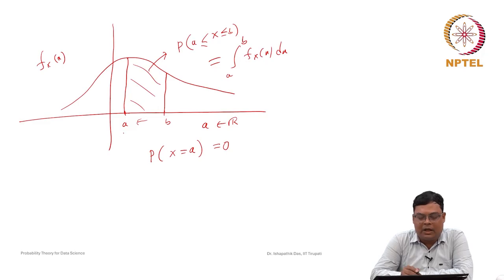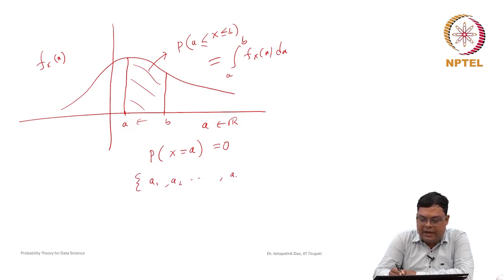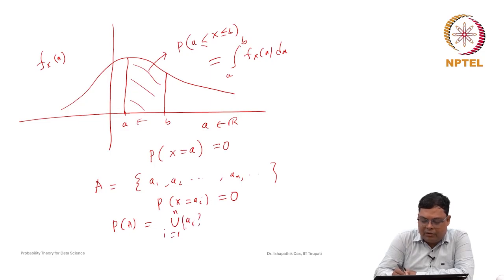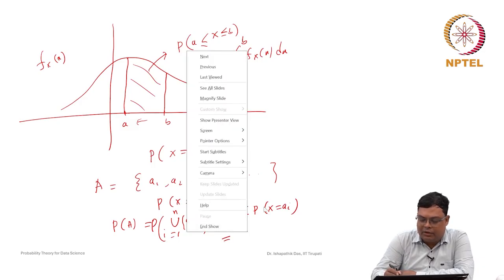Even if you take a countable set, the probability on a countable set will be 0, because of axiom 3. If you consider a collection of a countable set like this, then the probability at X equal to a_i, at a point, is 0. Now, suppose A is this set; what will be the probability of A? It is nothing but the probability of the countable union over i equal to 1 to n of a_i. By axiom 3, this is nothing but the summation over i equal to 1 to n of the probability that X is equal to a_i. That X equal to a_i is 0. So, that is why this is nothing but the sum from n equal to 1 to infinity.